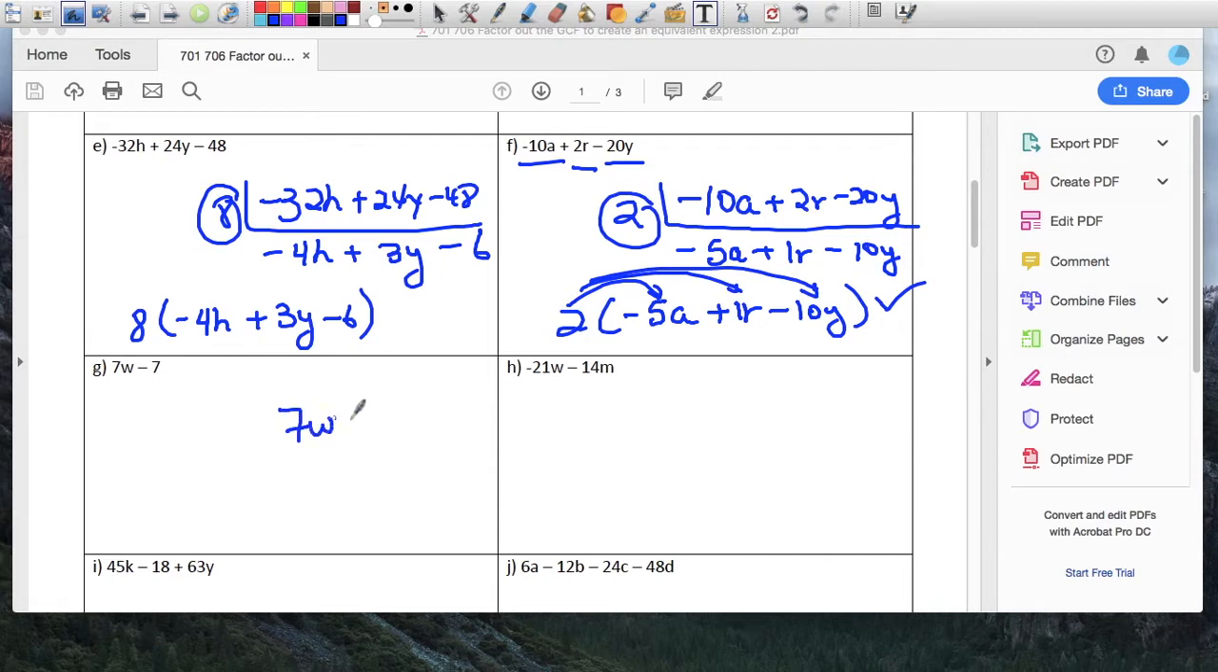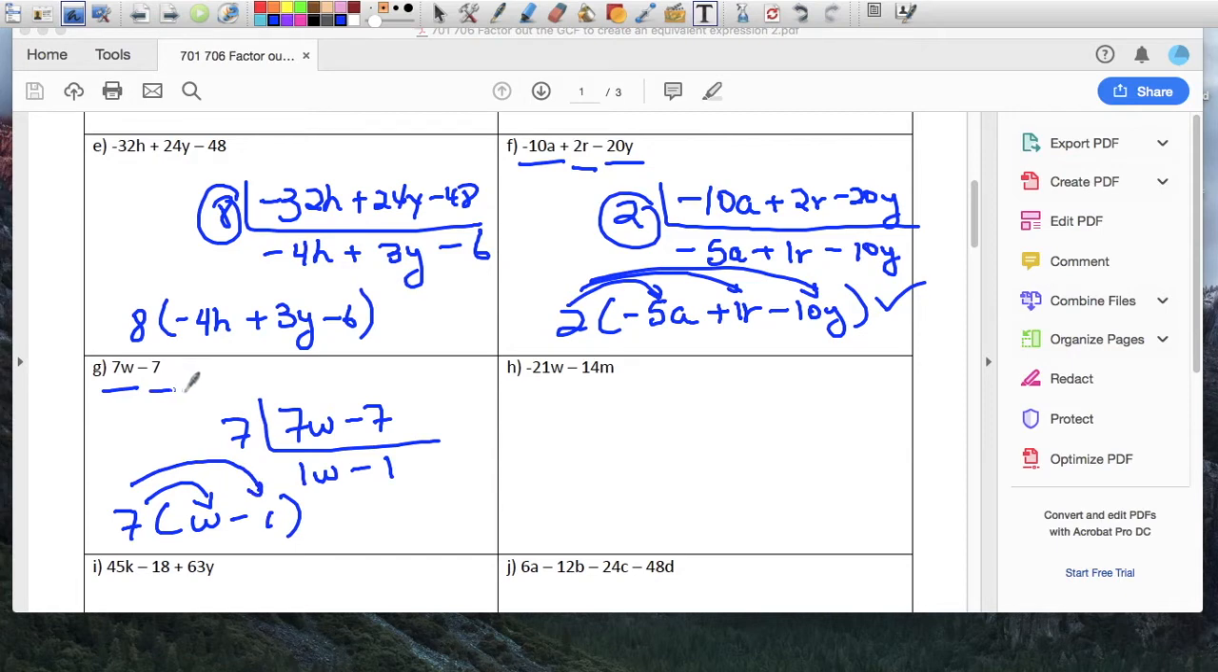7w minus 7. I'm going to pull out the 7. 7 goes into 7 1 time, and 7 goes into 7 1. So we're done. You can write 1w or just w minus 1. 7 times w is 7w. 7 times 1 is just 7. So this also checks.